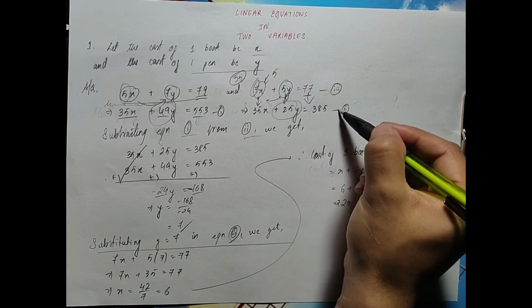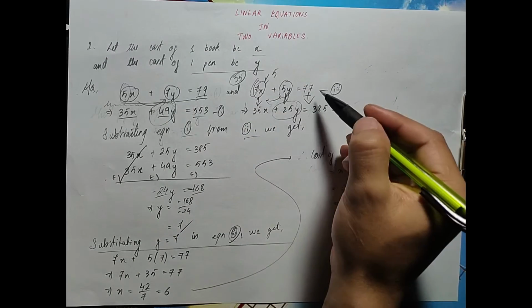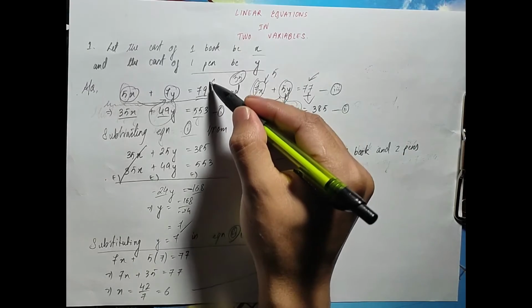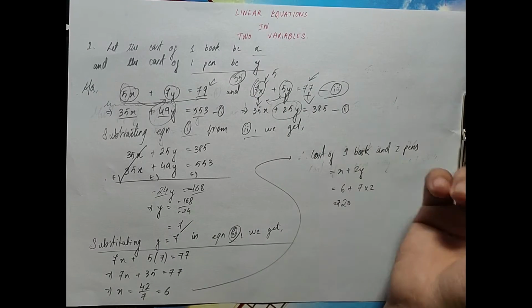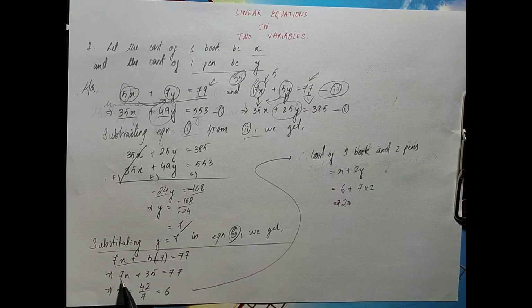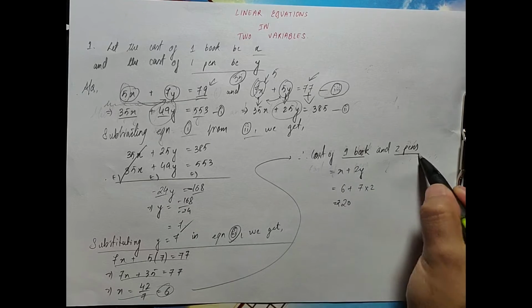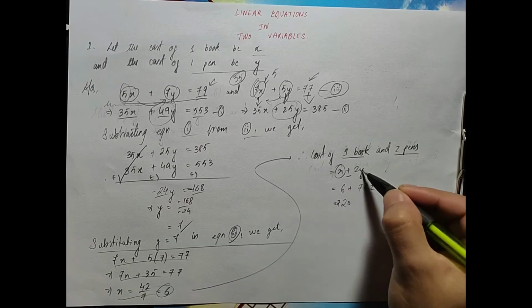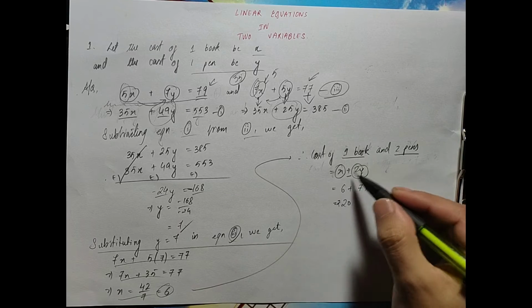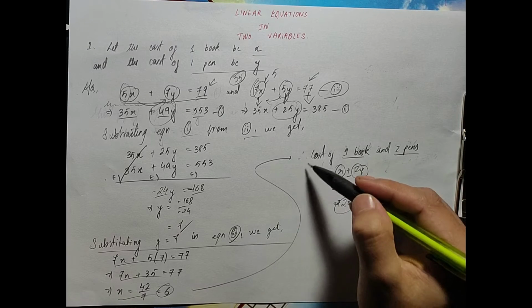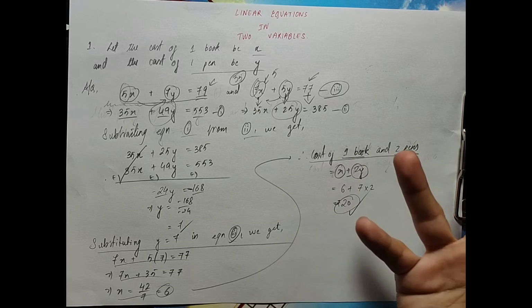You can substitute here in equation 1 and equation 2 also, but it is actually better if you substitute in any of these equations. So I've marked this again as equation 3. So if you solve this, you get x is equal to 6. Now cost of 1 book and 2 pens will be x plus 2y. Okay, if you substitute the values of x and y, you will get 20. Therefore the cost of 1 book and 2 pens is simply 20 rupees.